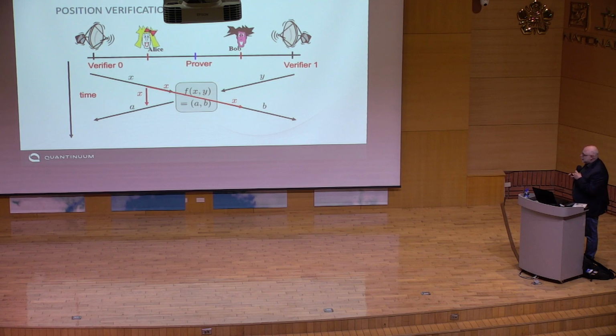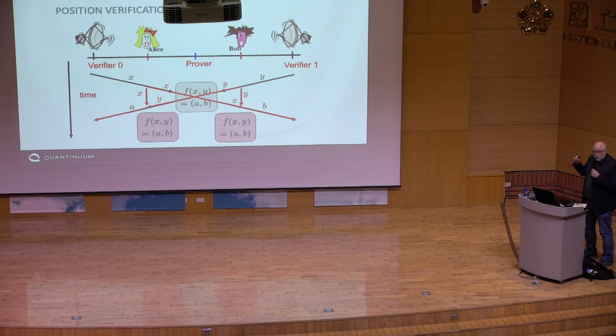Upon receiving X, she just copies it, stores the first message, and sends the copy on to Bob. And as you can see, Bob can do exactly the same thing. And now at this point in time, you see that Alice has both X and Y, and so she can compute A. And Bob also has X and Y, and he can compute B. And so they can send it on and still fake or spoof this protocol.